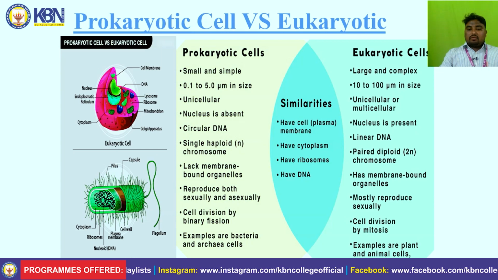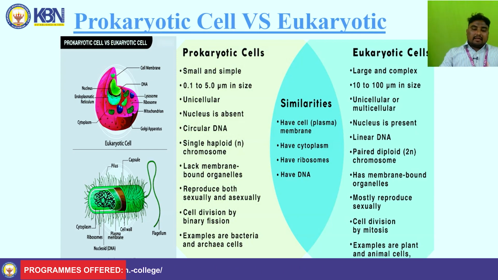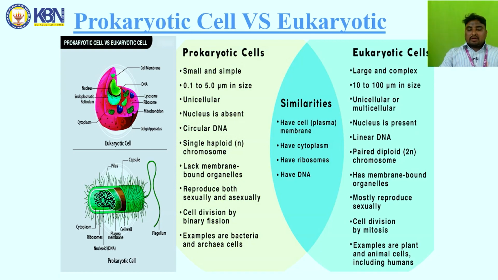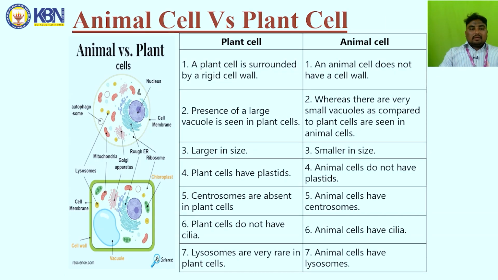Eukaryotes have membrane bound organelles. Prokaryotes reproduce asexually, while eukaryotes reproduce both sexually and asexually, mostly sexually. Cell division is by binary fission in prokaryotes and by mitosis in eukaryotes. Examples of prokaryotes are bacteria and archaea cells. Examples of eukaryotes are plant and animal cells, including humans. These are the eukaryotic cell and prokaryotic cell difference diagrams. Now, animal cells versus plant cells.